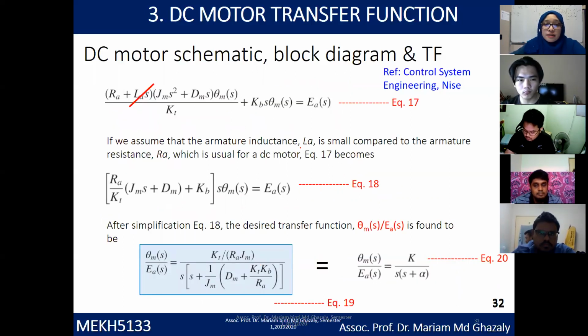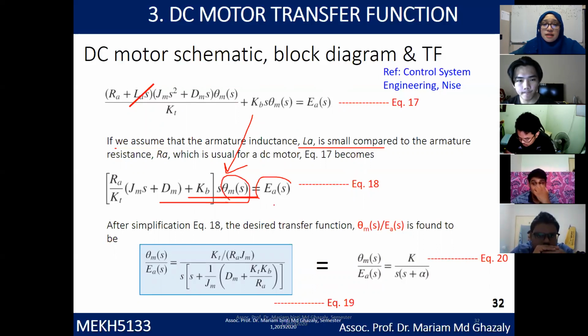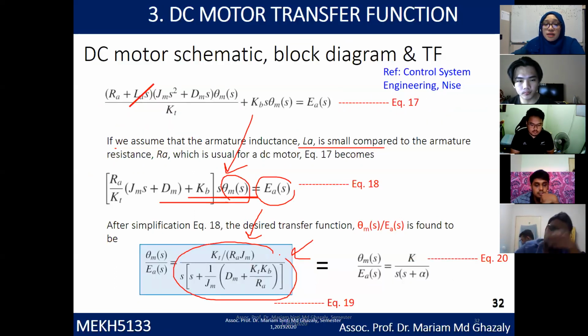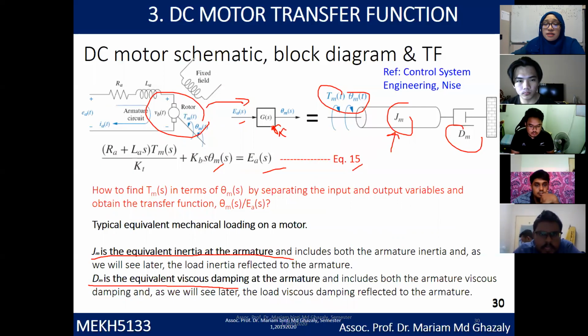If you assume that the armature inductance La is too small, and Ra is used for the DC motor, when you rearrange it, you will get this equation. La normally is too small compared to Ra, so we assume that it's 0. So write out again, you get this equation. Remember this is the output, this is the input, and then you rearrange it to become theta m over Ea, then you will get this transfer function. So theta m over Ea is actually the transfer function of the system. This whole thing is actually G(s) here.